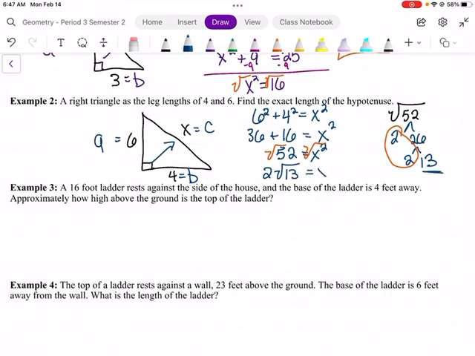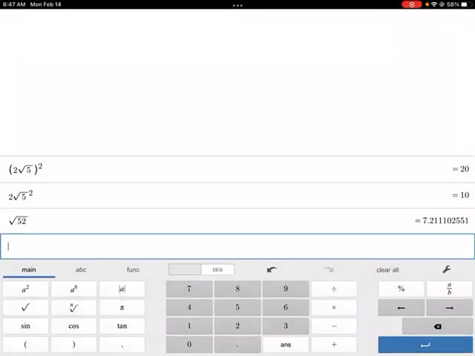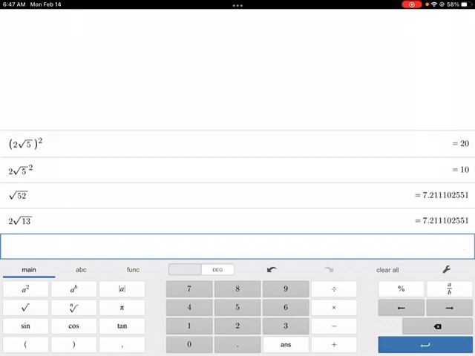And that gives us our exact answer on our side length of a triangle. And if you ever want to check your answer, we can just type this into a calculator. So we know we found the square root of 52 already, and that was 7.2111. So now we can type in 2 square roots of 13 and compare those answers. And you'll notice they are the same. So we know we simplified our work correctly.